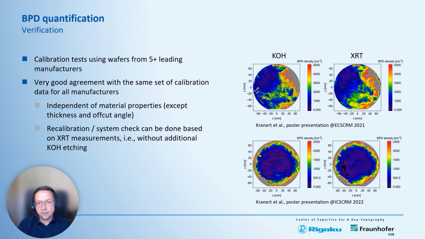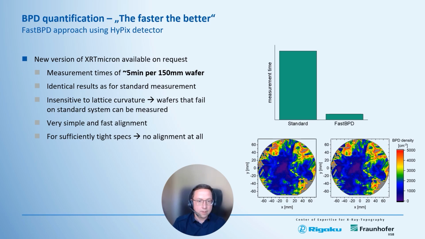On the right-hand side, you can see two comparisons of two different kinds of wafer materials. On the left, you can see KOH etched wafers, and on the right-hand side you can see XRT measurements, and what is easily seen is that both results are in good agreement with our approach. Also, once the calibration curve is obtained, you can use it for each and every silicon carbide supply.